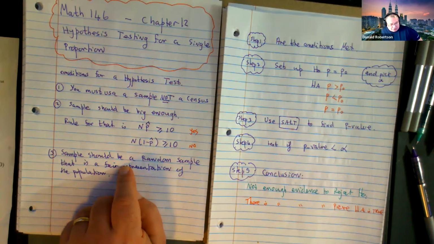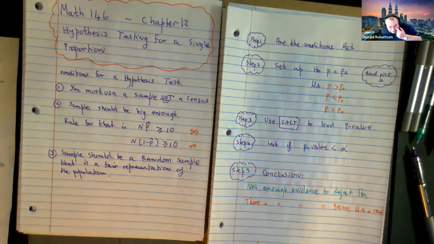Again, this one is just taken for granted, but let's formalize it. Your sample should be a good sample. It should be nice and random. It should be a fair representation of the population. So if you're talking about politics, for instance, it's not a good idea to only go to the poorest neighborhood and only ask people who live there, or only go to the richest neighborhood and only ask people who live there. That's not a fair representation of everyone.